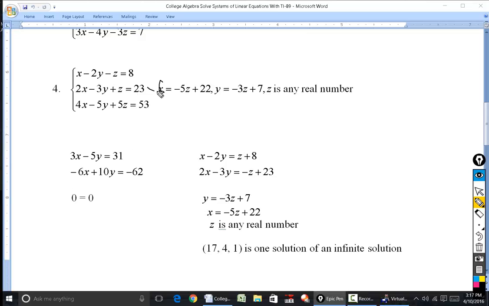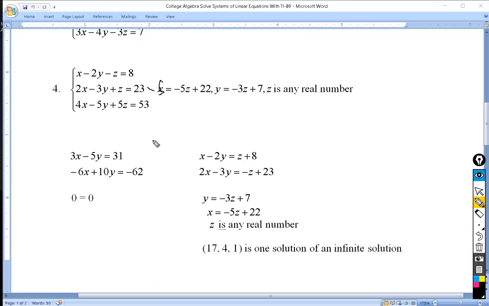Okay, so now I take this 3 by 3 system and I reduce it down to a 2 by 2. That is two equations with two unknowns. So then I would try to solve this by elimination. So I say, okay, let's try to get rid of the y. So I would multiply the first equation by 2.